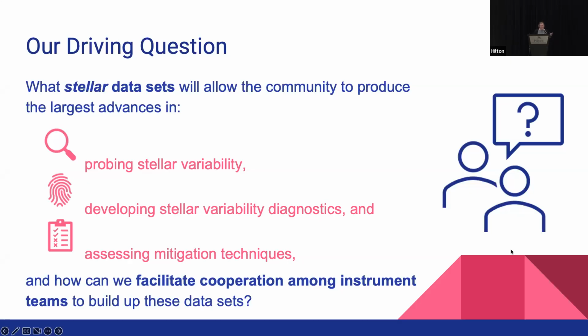The driving question behind this Splinter is: what stellar data sets will allow the community to produce the largest advances in probing stellar activity and stellar variability, developing new stellar variability diagnostics, and assessing different mitigation techniques? So, having benchmark data sets in which we can compare our mitigation techniques. And also, how can we facilitate communication between instrument teams to try and build these data sets? Where are we going to get these data sets from?